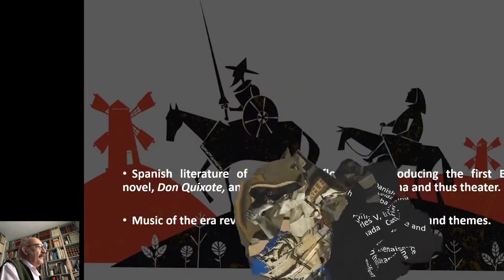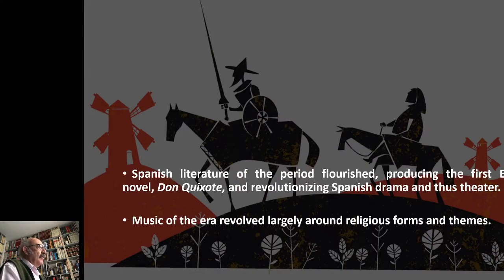Very good. Now, about literature. This is very famous. This is the image of Don Quixote, his squire, Sancho Panza, and this is the adventure of the windmills. Good. And she says, music of the era revolved largely around religious forms and themes, which is true.